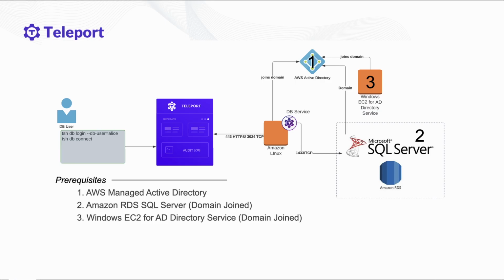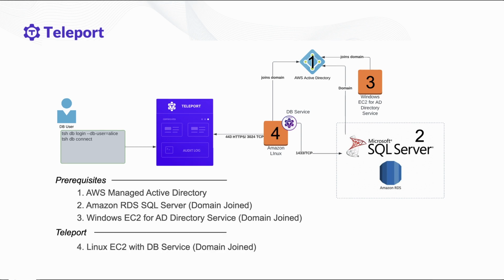All right, so we got our prerequisites out of the way. We have our Active Directory, we have our Windows instance for managing Active Directory, and we have our SQL Server set up. So we're done with the prerequisites. Now we can move on with setting up Teleport. So the first thing we want to do is set up an Amazon Linux EC2 instance, domain joined, and then put our database service on it.